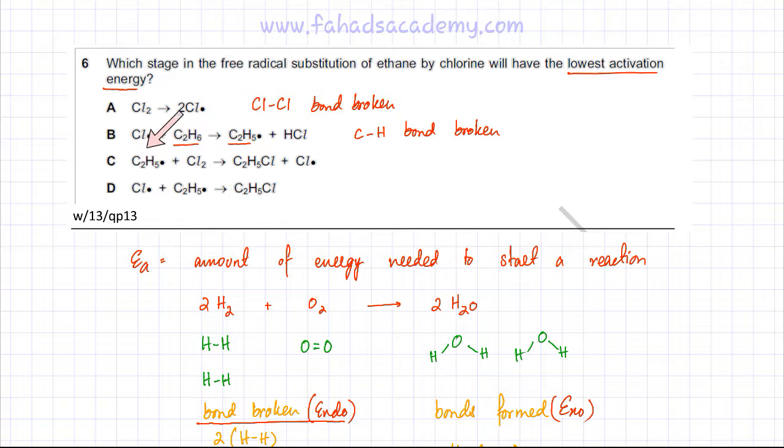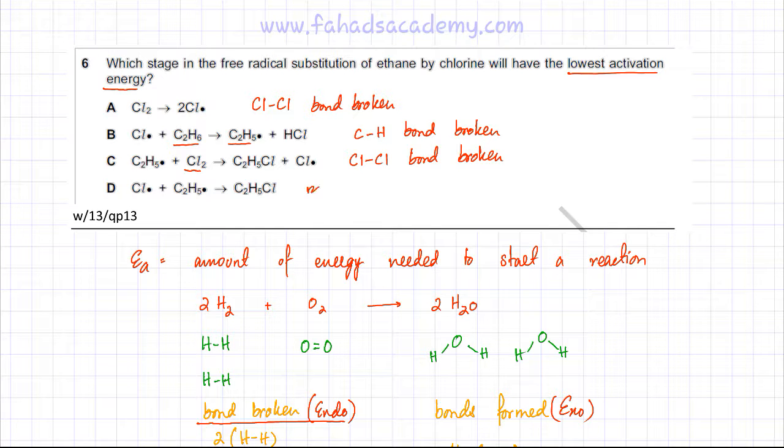In option C, C2H5 reacts with Cl2 and forms two products. The Cl-Cl bond is broken because in the product you're left with only one Cl. So initially you would have to break this Cl-Cl bond, so some energy would be needed at the start of the reaction. But in option D, Cl bonds with C2H5 and forms a single product, which means no bonds are broken. The only thing happening is bond formation: this carbon is forming a bond with Cl.